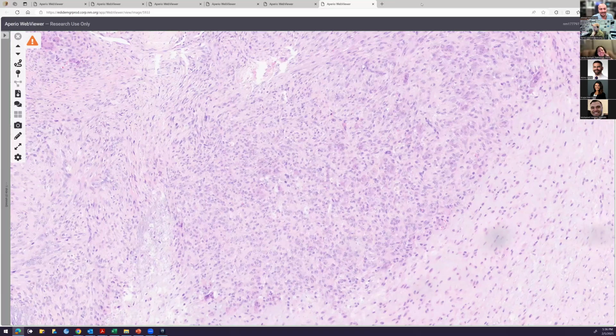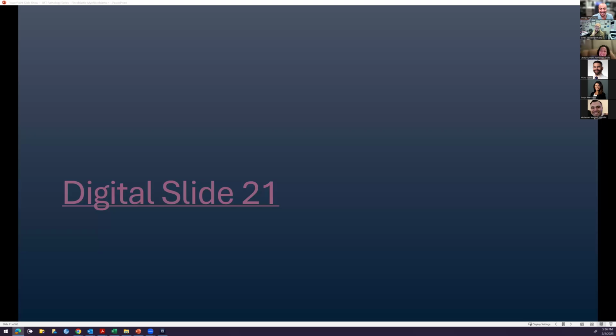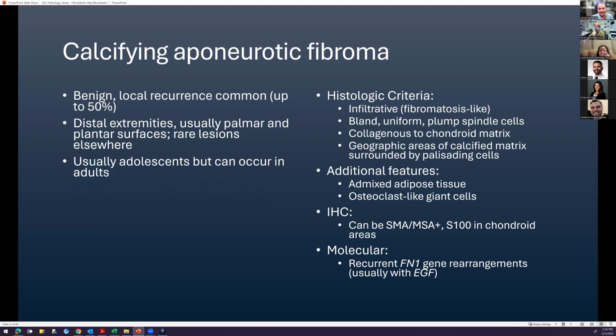I think it looks like Lacey kind of had it. I don't know, she's just celebrating. We didn't hear any words. I didn't say it, but yeah. And she thought it in her mind, it was in her mind. So it's a calcifying aponeurotic fibroma.